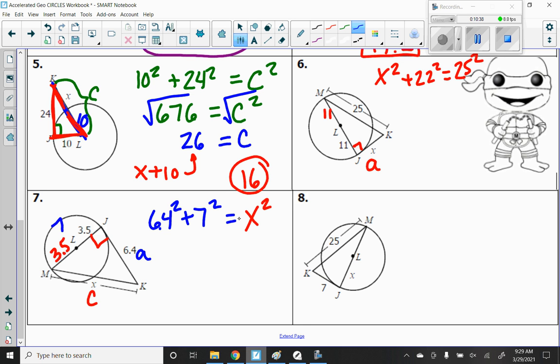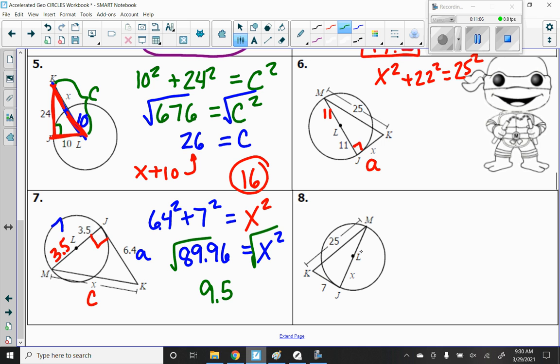And it's okay to get a decimal. So 6.4 squared plus 7 squared is 89.96. That's what you should see in your calculator. Then the last step is always take the square root. And I should get right around 9.5. You can always pause the video to get that.